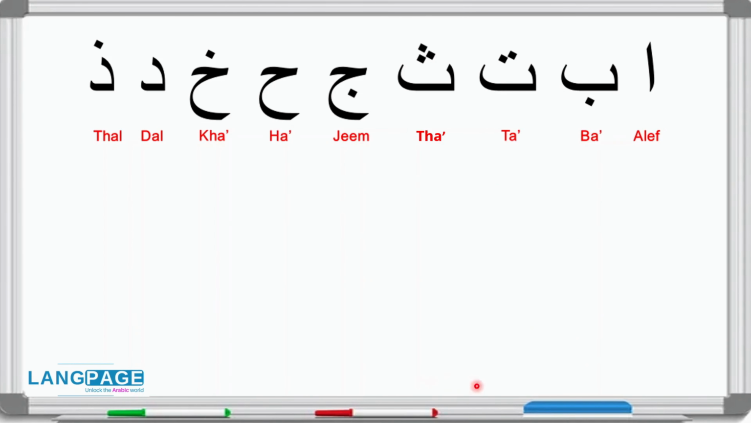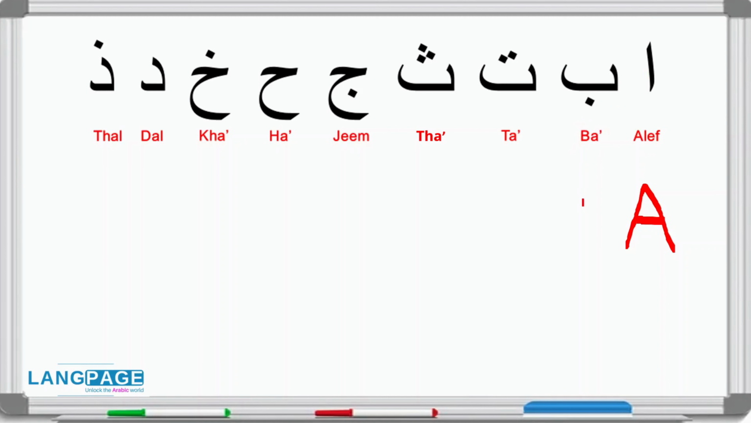Today's lesson, we are going to be focusing on these letters, starting from Alef, ending with Thal. Here I will be telling you which letter equals what in English. This will make it easier for you to get the pronunciation. I am starting with Alef. Alef equals A. A, I pronounce it as Alef.